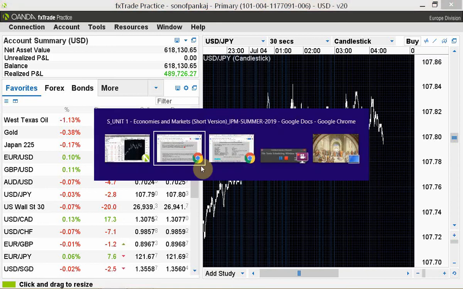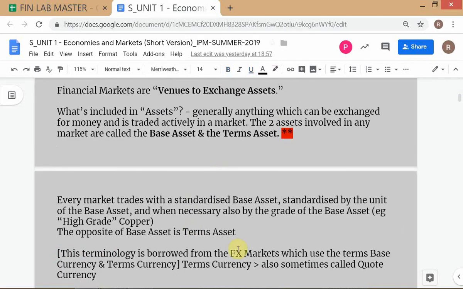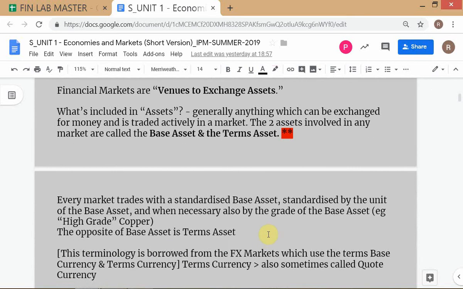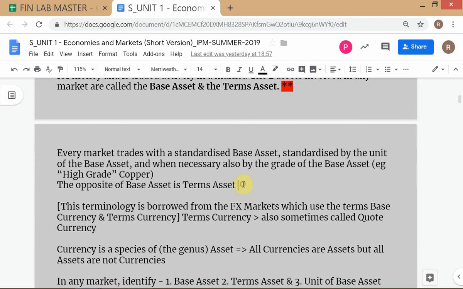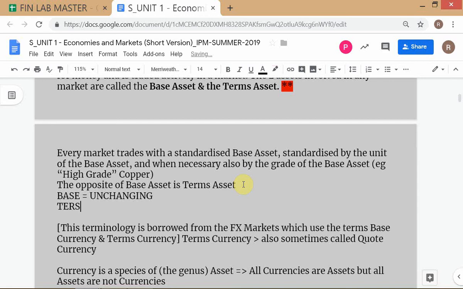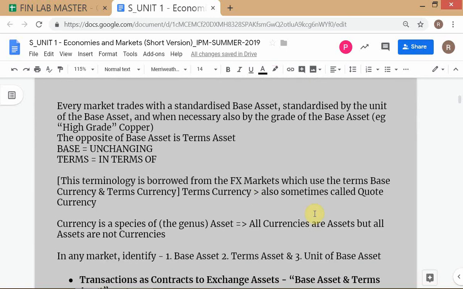I should just write a brief example. I'll just write it here and then I'll expand on it later. Base has the sense of being unchanging and terms is in terms of. So I'll expand this a little bit later after the class. So now everybody understands this? Yes. We have recapped this.